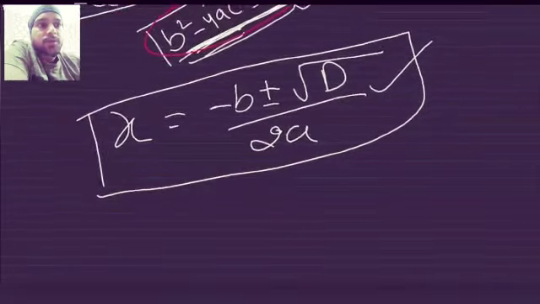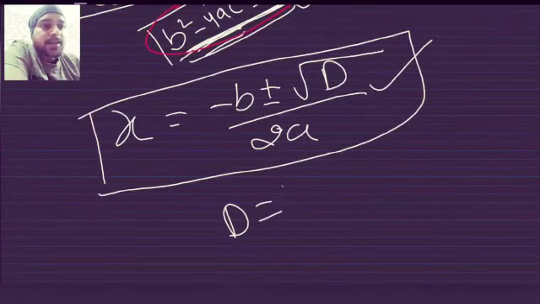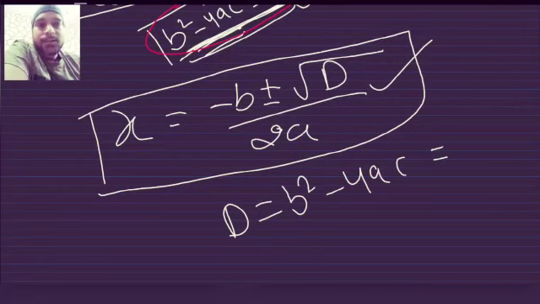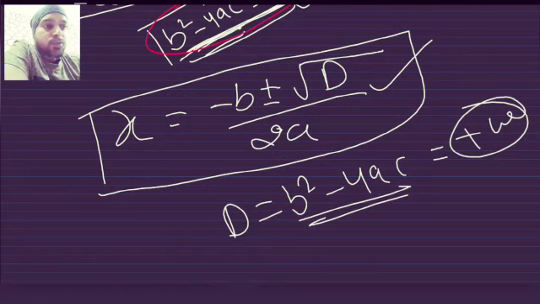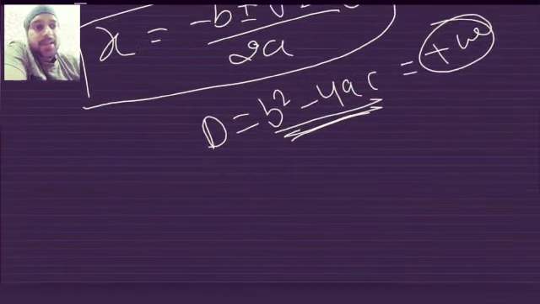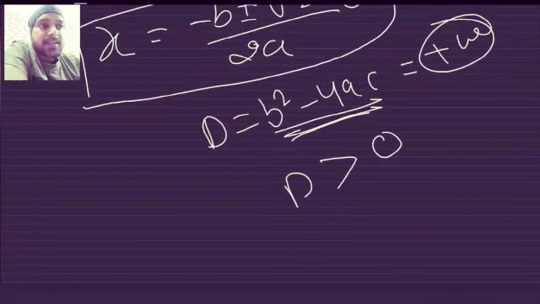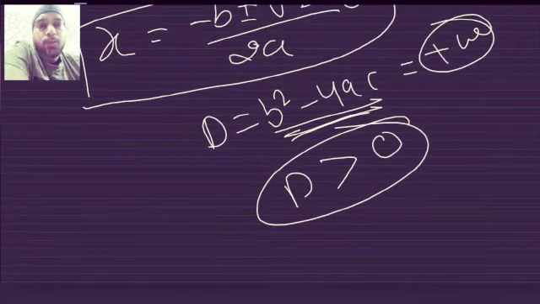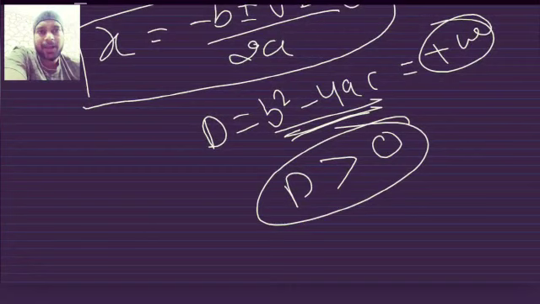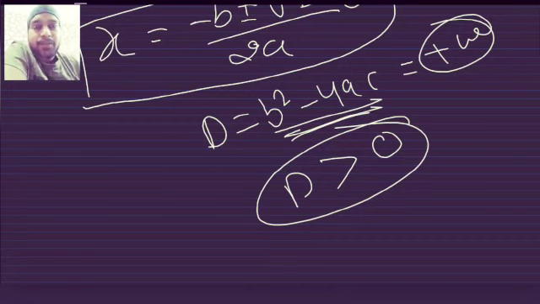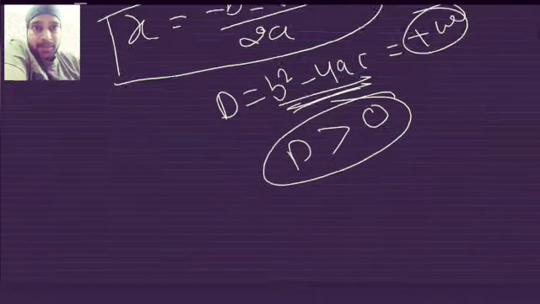Now suppose you find the value of the discriminant, that is b square minus 4ac, and that value becomes a positive value. Means the value of b square minus 4ac becomes positive. That means the discriminant is greater than 0. Positive numbers lie on the right hand side of the number line, so those numbers are greater than 0, obviously. So the discriminant is greater than 0. Let's check what is going to happen when the discriminant is greater than 0.